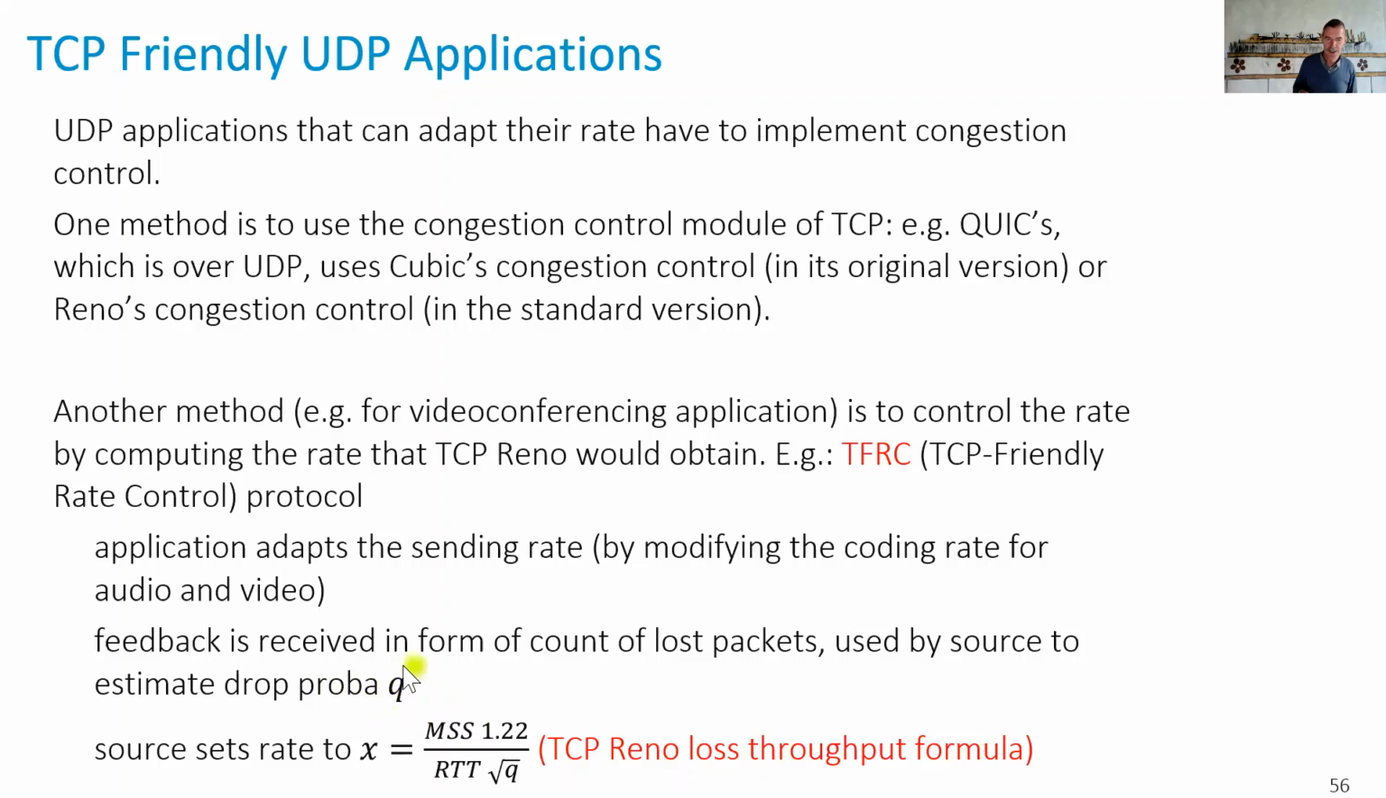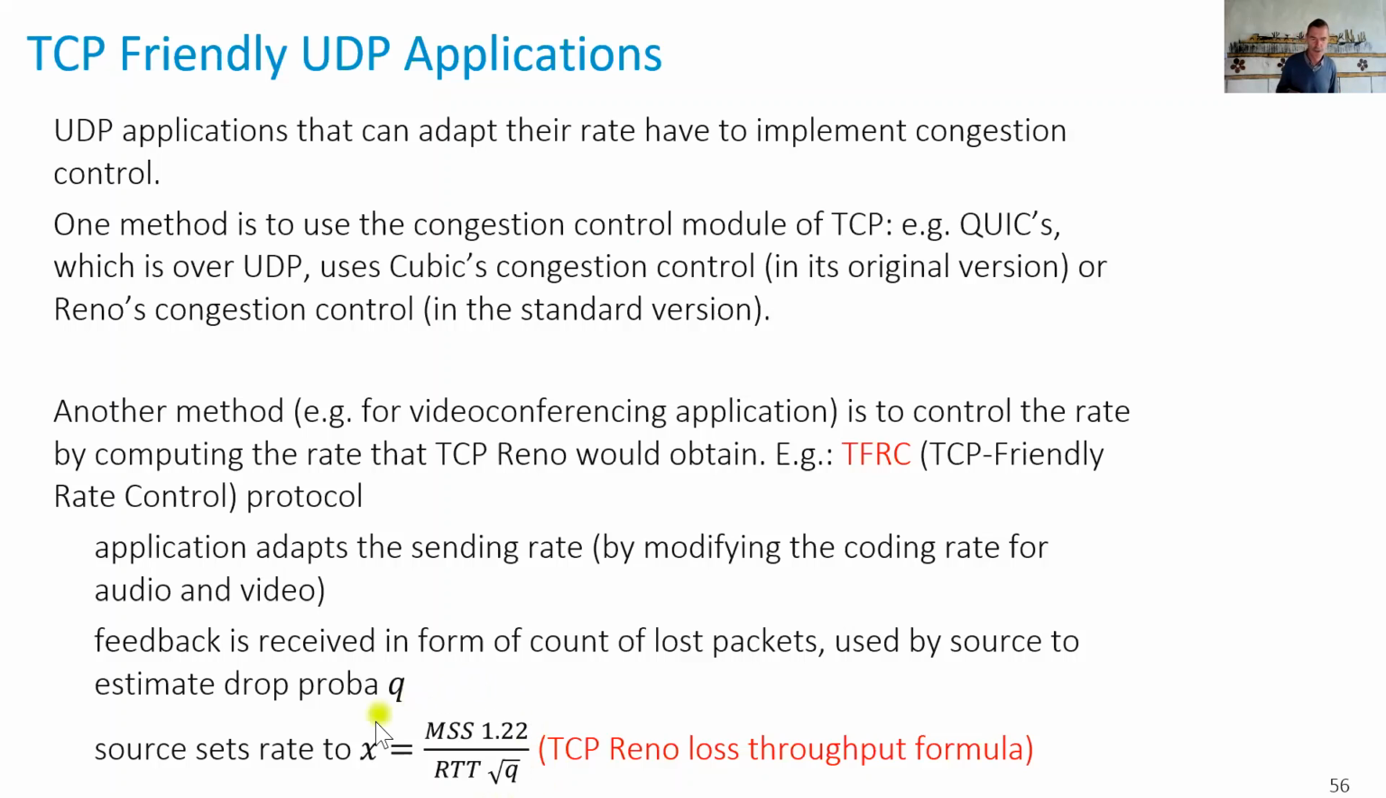So the source has an estimate of the loss probability, and then it will set the rate to this formula, which you recognize here is the TCP-Reno loss throughput formula, which means that, at least roughly speaking, this source will send at a rate which is the same that the TCP-Reno connection would have with the same loss probability. Therefore, it will also do all the good things of TCP-Reno. In particular, the system will be Pareto efficient, and we will not have a congestion collapse, and we will have the fairness that TCP-Reno has.